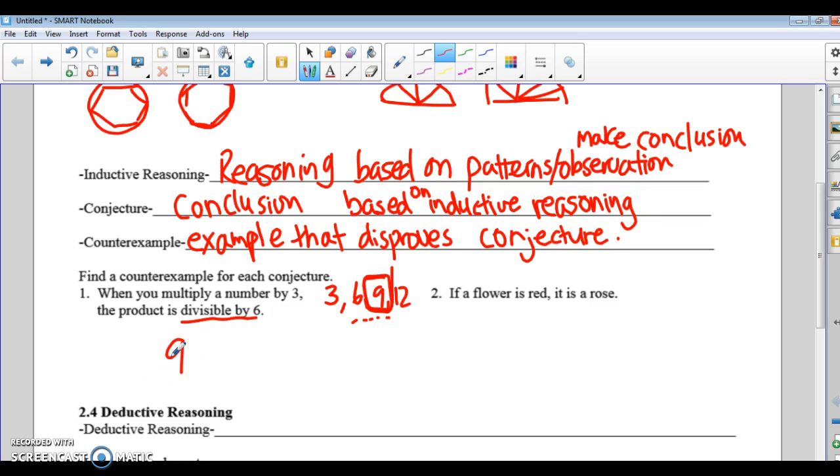Get that? Now, let's take a look at the second question. If a flower is red, it is a rose. What do you think about that? The conjecture can be true, but doesn't have to be true all the time, because there are some flowers that are red that are not roses. What can that be? For example, carnation. Carnation is red, but it is not a rose. So carnation can be the counterexample.